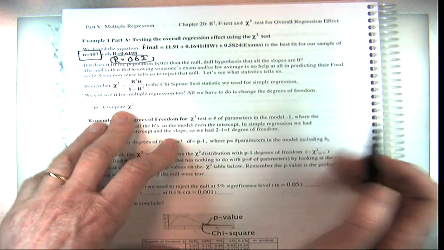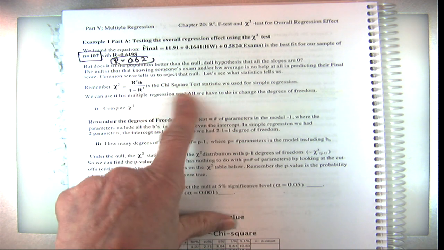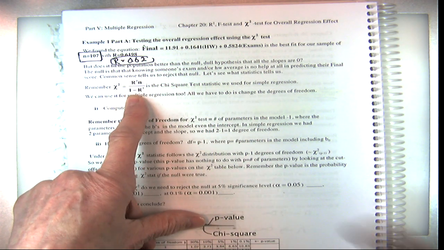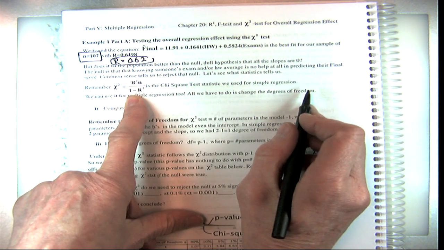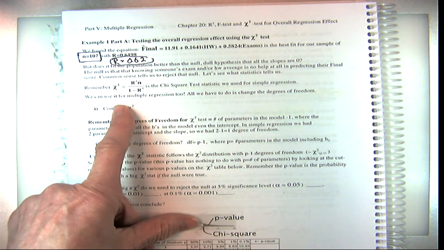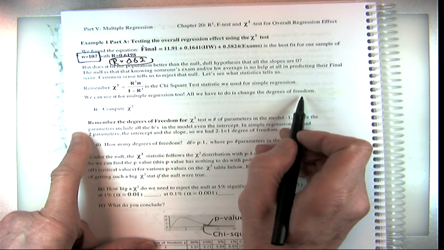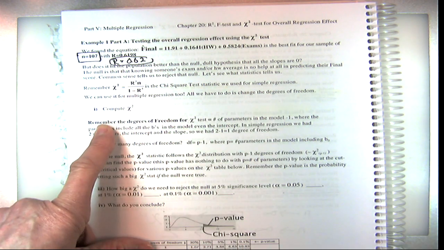All right? So remember, this is the chi-square statistic. It's r squared over 1 minus r squared times n. We used it for simple regression. We're going to use it here. We can use it. All we have to do is change the degrees of freedom. So let's do it.